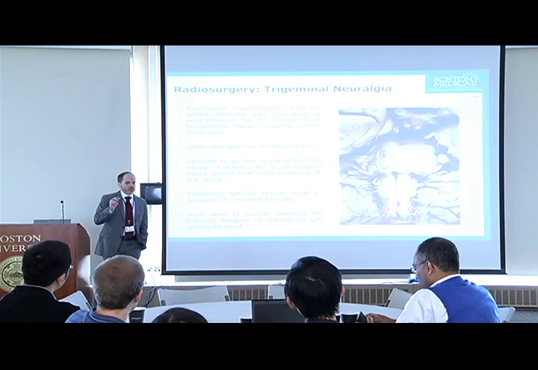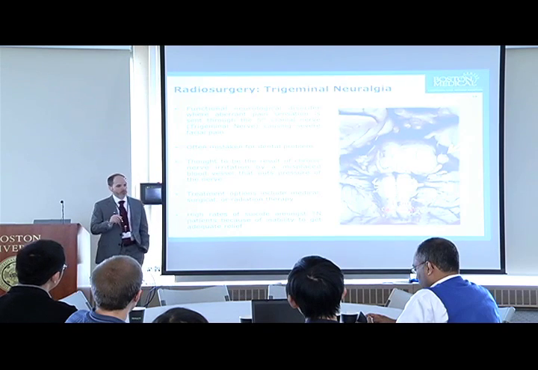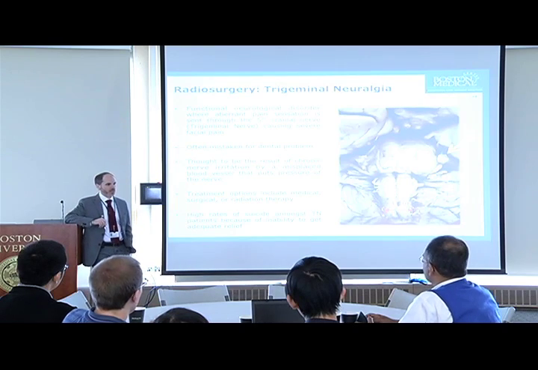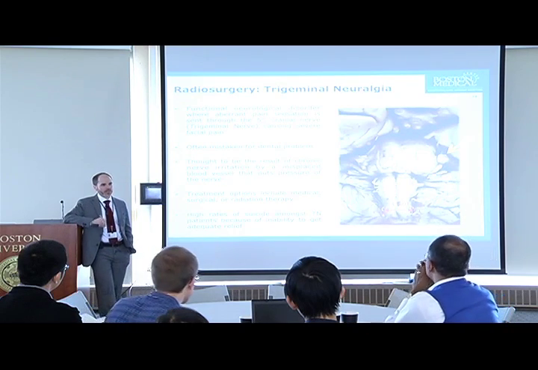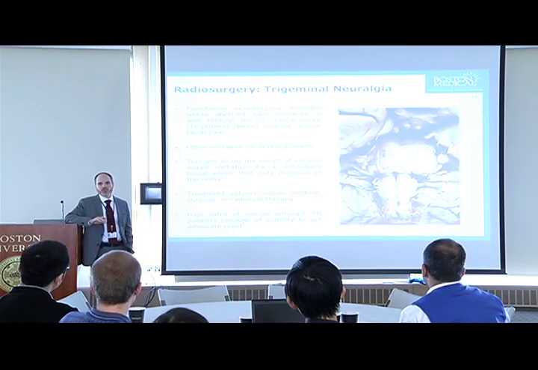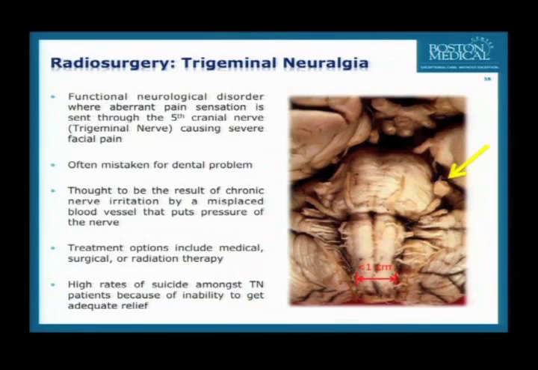So, we don't only treat cancer with radiation. Radiation has other applications. And I think one of the more fascinating applications is in something called trigeminal neuralgia. Trigeminal neuralgia is a facial pain syndrome, and basically, it's an anatomic abnormality where there's a blood vessel that drapes over the top of what's called the trigeminal nerve, which is a nerve that comes out of your brainstem, which controls the sensation of the side of your face.